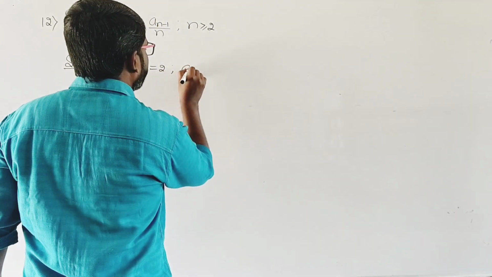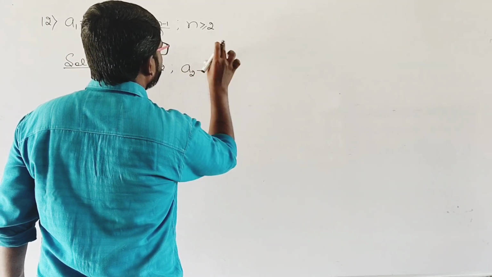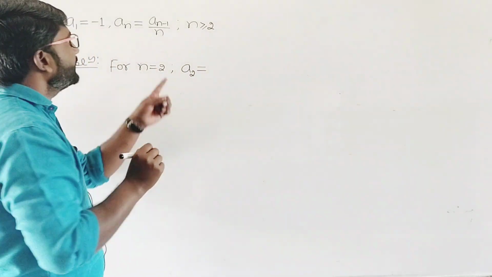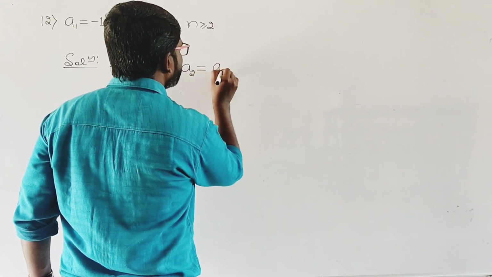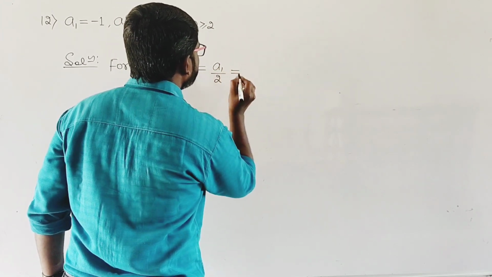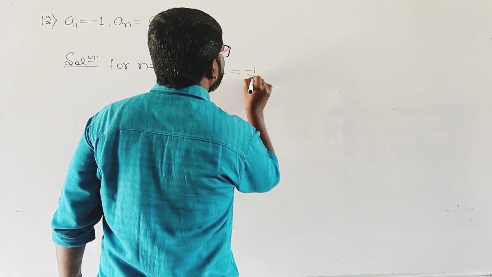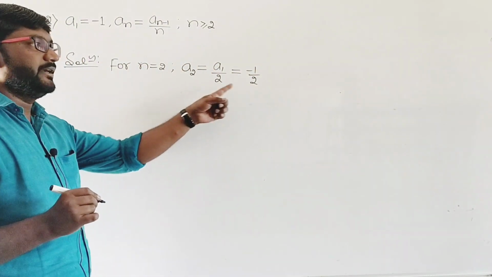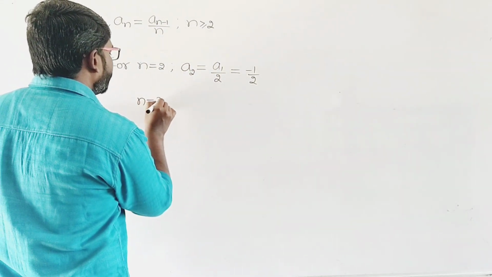Here we have to go for n equal to 2. That is, we get a2, which is equal to a, what do we get in the numerator? n is 2, 2 minus 1 is 1. It is a1 divided by 2. What is a1 here? a1 is minus 1. We get minus 1 divided by 2. This is a2. Let us go for n equal to 3.